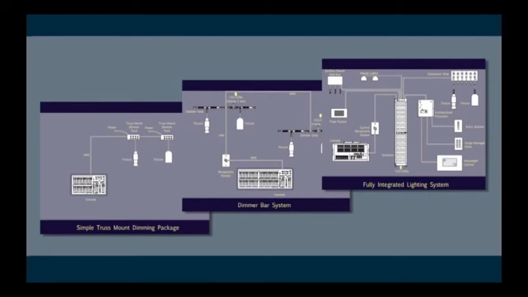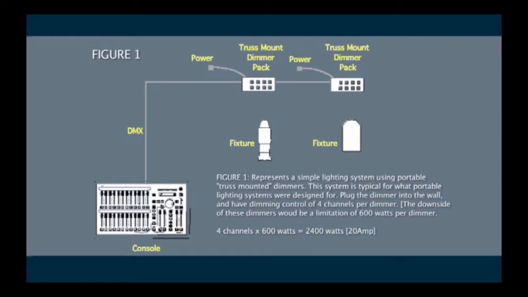There are three different types of systems to be considered. Figure 1 represents a very simple lighting system using portable truss-mounted dimmers. This system is typical for what portable lighting systems are actually designed for. You plug the dimmer into the wall and have dimming control over 4 channels per dimmer. The downside of these little dimmers is that they have a limitation of 600 watts per channel. 4 channels times 600 watts equals 2400 watts or 20 amps.